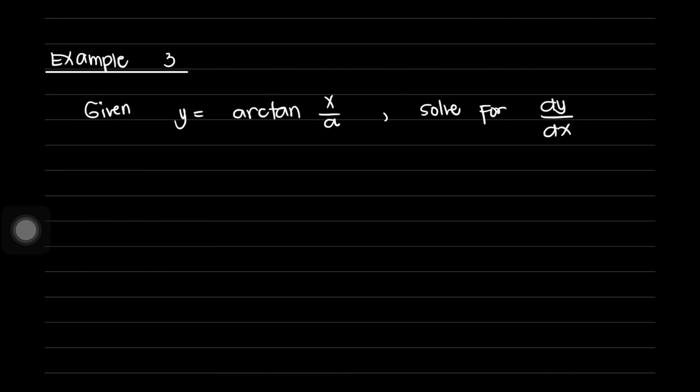For our next example, we are given y equals arctangent of x over a. We are going to solve for dy over dx. So if we're going to inspect our given here, we have three letters, alright, that might be a variable, but since dy over dx is the requirement, then we're going to treat a as constant. Alright, so we're going to treat a as constant.